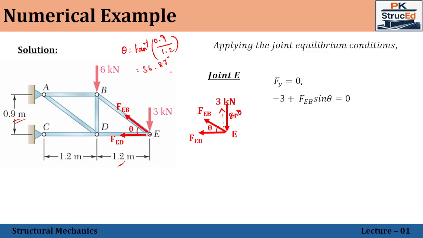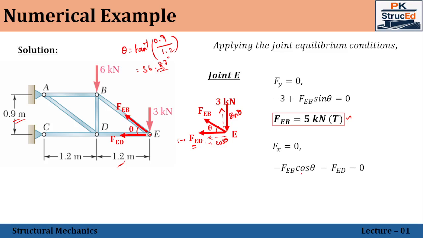So applying the value of theta as 36.87, we'll get FEB as 5 kilonewtons tension, which means that the assumed direction is correct. Next, we shall move with the horizontal force equilibrium. We have FED, which is acting in the left side direction. This will be negative, and the horizontal component of this force also will be acting towards the left side. So that also will be negative, and the component will be cos theta. So in that case, minus FEB cos theta minus FED will be equal to 0.